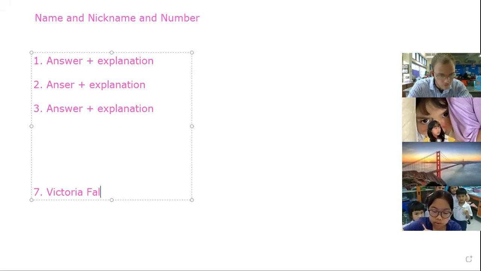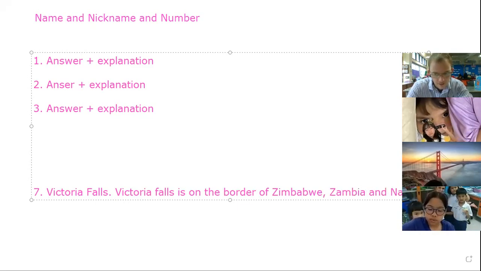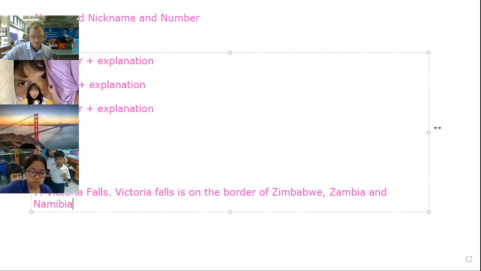Victoria Falls. Then we say Victoria Falls is on the border of Zimbabwe, Zambia, and Namibia. I'll give you the last one as well. So number 7 is our example.